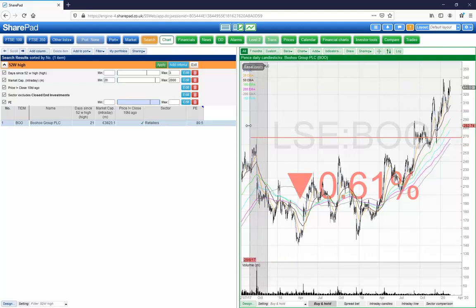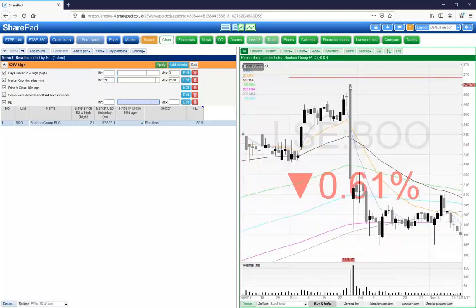I would only ever go long on an intraday trend. But we can see here the stock closed at the bottom of the low of the day, which is never good.